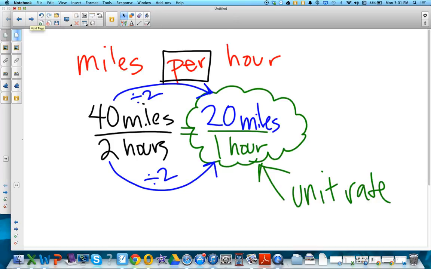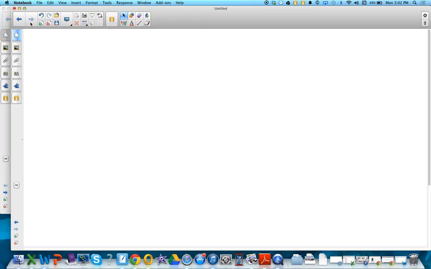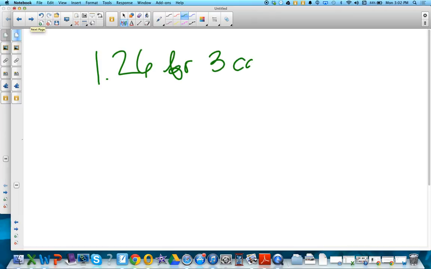Something else we might do would be dollars per candy bar, something like that at the store. If you want to buy 3 candy bars and they come in packs of 5, you're going to split them with friends. You're going to need to figure out what it is per candy bar. So we can go through one more example here. Let's say that it is $1.26 for 3 candy bars.